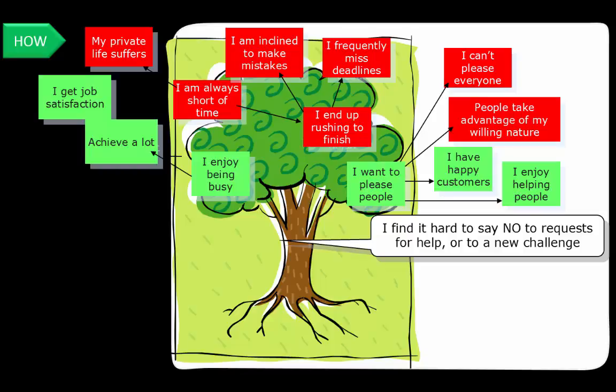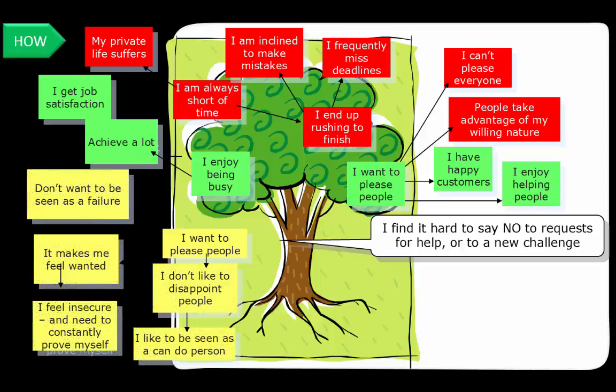Now we're going to drill down to the roots. And why do I do this? What are the roots of it? Because I actually want to please people. I don't like to disappoint people. I like to be seen as a can-do person. I also don't want to be seen as a failure. It makes me feel wanted. I feel insecure and need to constantly prove myself.